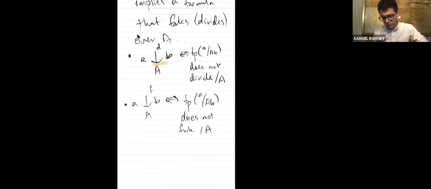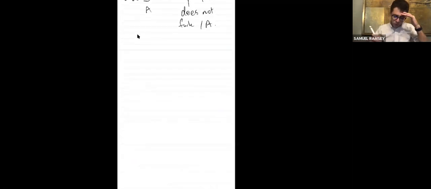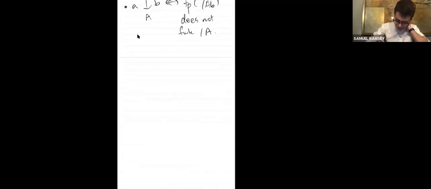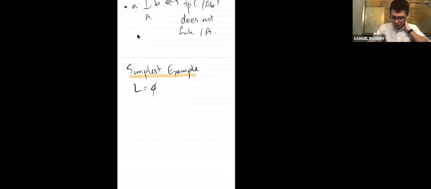But we'll see that there are easy to understand examples where they come apart. All right, so let's think about the simplest example. Okay, let's do the simplest possible example, and then we'll do one extremely simple example, which is slightly more complicated. So let L be the empty language, and T the theory of an infinite set.